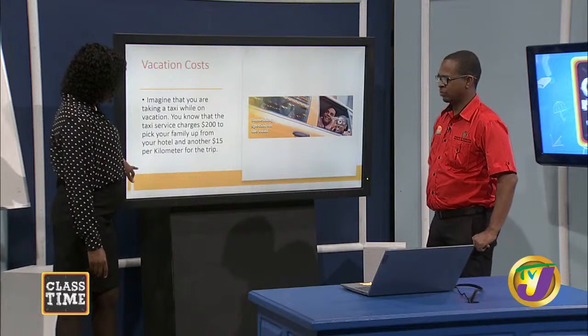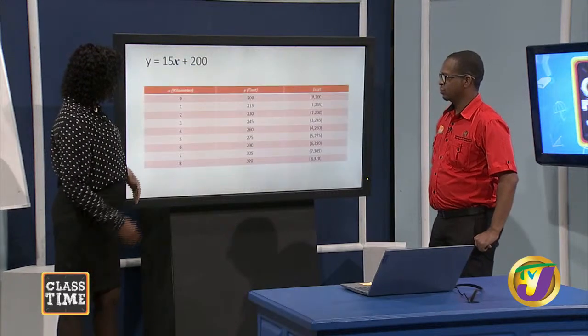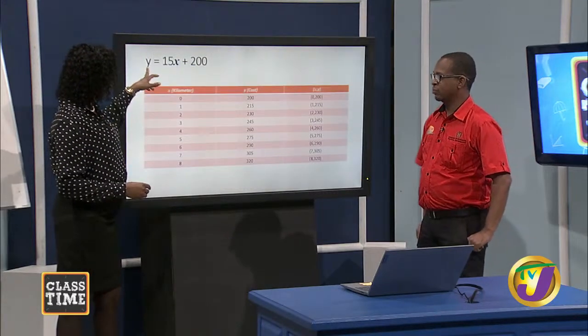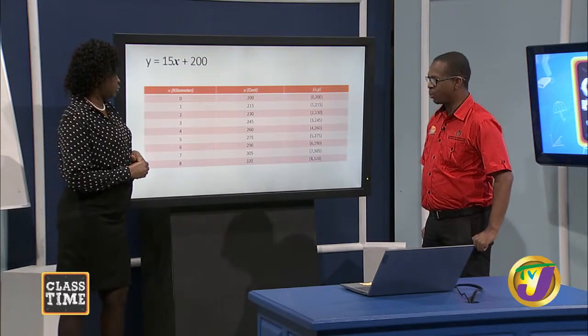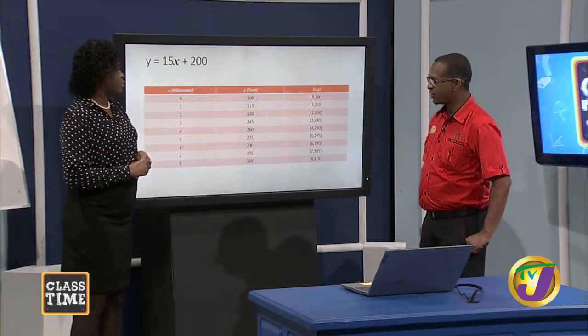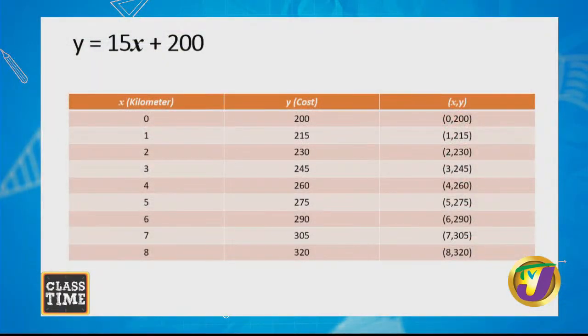So the Y here would represent what? The total charge for the taxi service. And this $15 would represent the cost per kilometer. And this $200 here is the fixed cost to pick us up from the hotel. So that won't change? No, that will remain constant.